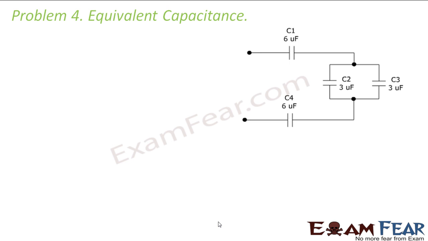Again another problem. Now I think since you have solved 2, 3, it must be looking quite simple for you, because now you are getting used to how to solve equivalent capacitance for circuits. So here, first you look at C2 and C3. They are in parallel, right? So C2 and C3 make a parallel combination.